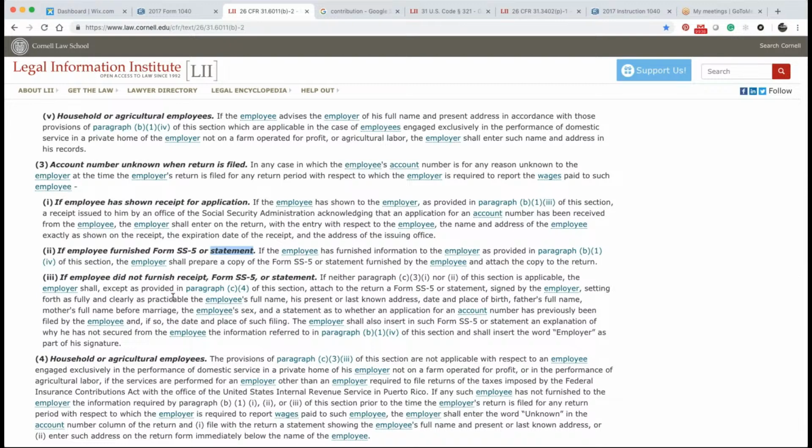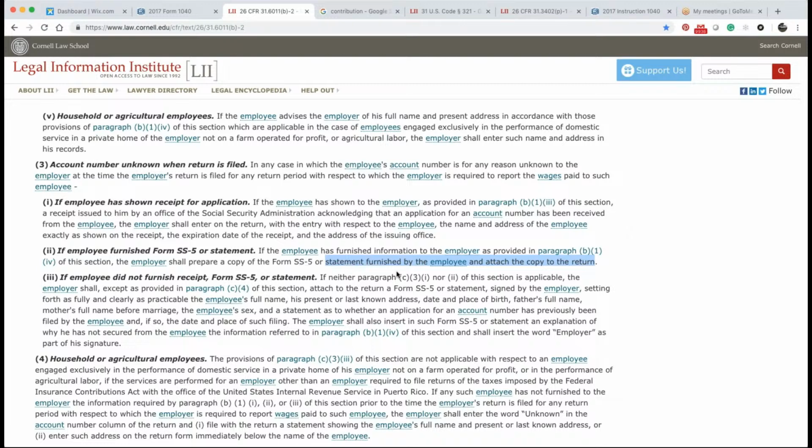If the employee has furnished information to the employer as provided in paragraph B1, 4 of this section, the employer shall prepare a copy of the Form SS5 or statement furnished by the employee and attach a copy to the return. When you've got a lot on your plate, you're fine. Just give them a statement. And that statement could say, I'm not responsible for U.S. tax returns. I'm not responsible for contributing to FICA. And it could be for religious reasons.